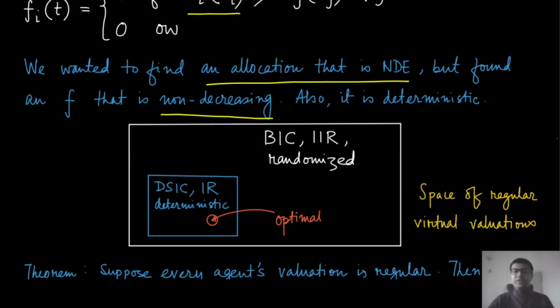So pictorially we can represent this. Suppose this larger rectangle represents the space of all regular virtual valuations. Now we are actually looking for the mechanisms which are BIC, IIR and randomized. So there is a smaller class which is DSIC, individually rational, and deterministic mechanisms. So the optimal mechanism in this larger space is actually living within the smaller space. That's something interesting to know.